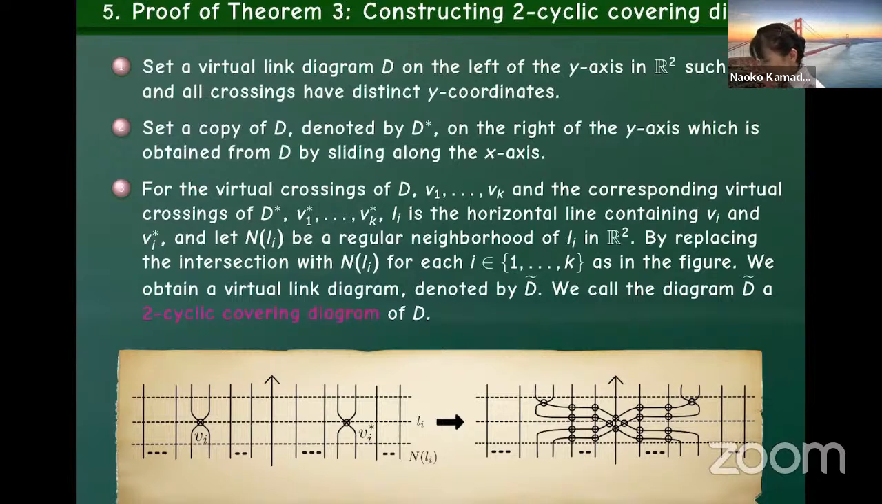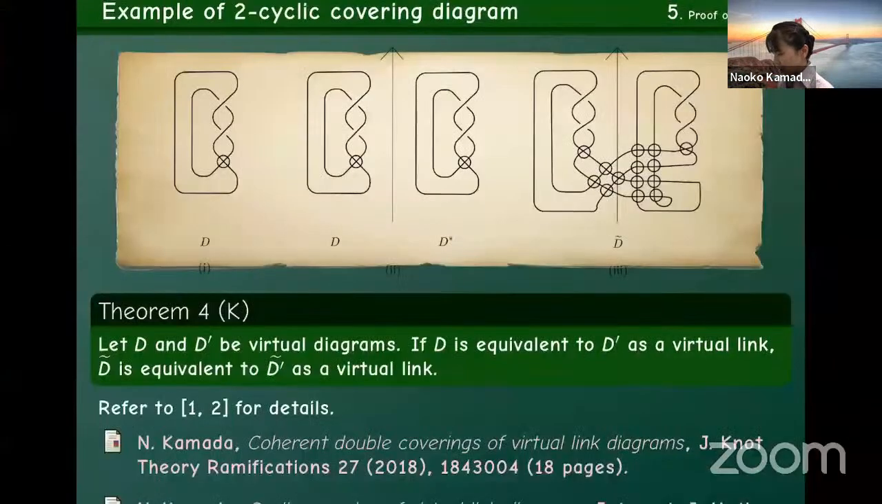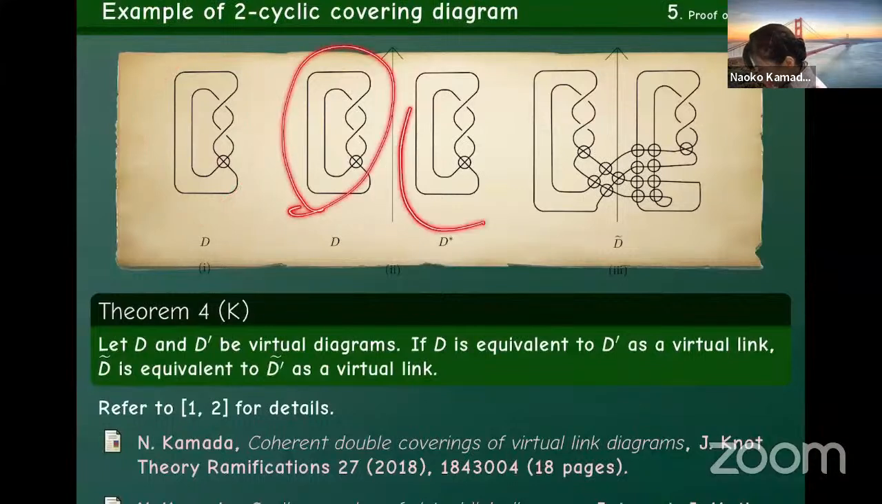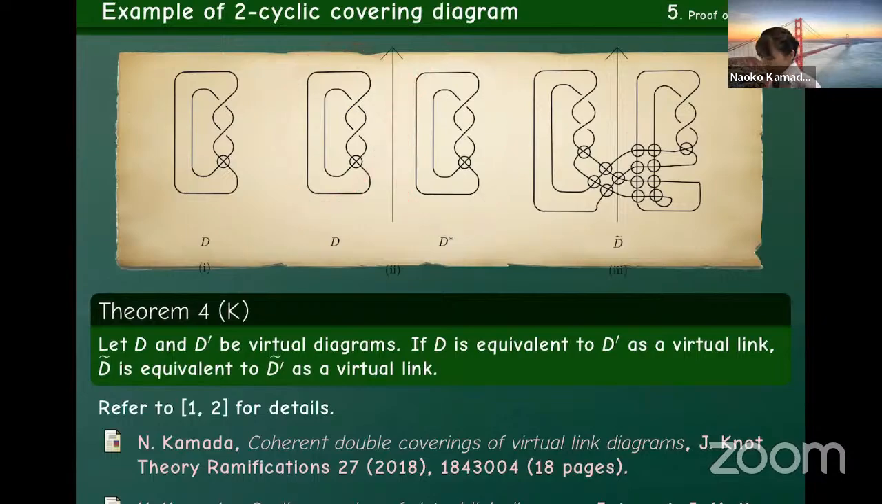Set a virtual link diagram D on the left of the y-axis in R2, such that all crossings have distinct y coordinates. Set a copy of D, denoted by D asterisk, on the right of the y-axis, which is obtained from D by sliding along the x-axis. This is an example, this one and this one, this is the asterisk.